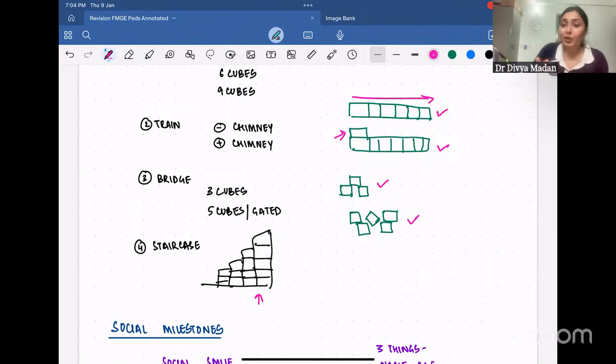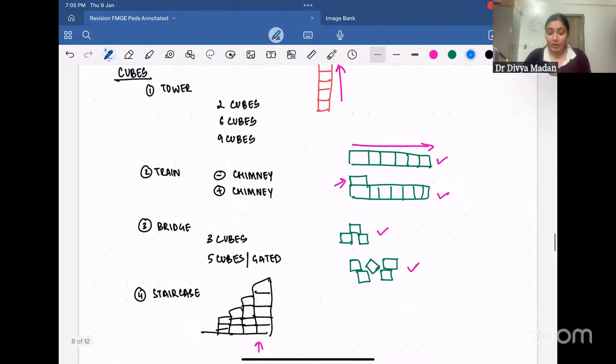Right? Why did I tell you this stupid story? Because of the sequence that is going to help us in the exam. Firstly, tower, 2 cubes, 6 cubes, 9 cubes. Then train without chimney, with chimney. Then bridge, 3-gated, 5-gated, and lastly staircase. Right, now let us learn and revise together what ages the child can make what structure.